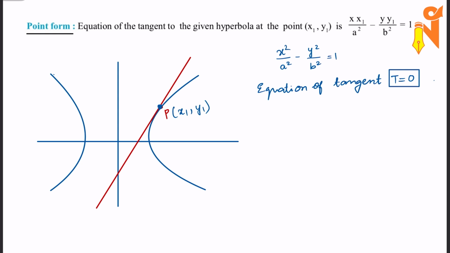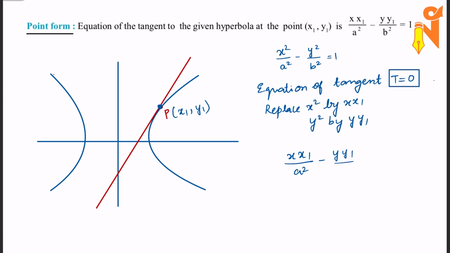Whenever T is involved, you have to remember the replacement logic, that is, replace x square by x x1 and y square by y y1. So if you do that, you'll get the equation of tangent, which is x x1 by a square minus y y1 by b square minus 1 is equal to 0. I'm taking 1 to the left side. This is the equation of tangent passing through the point P whose coordinates are x1, y1.